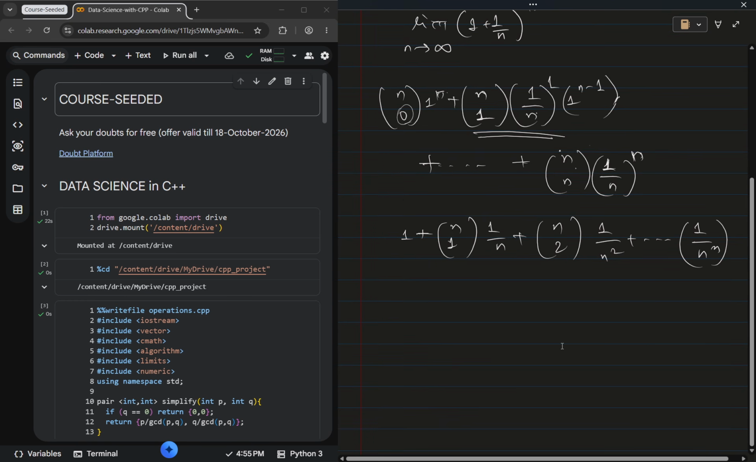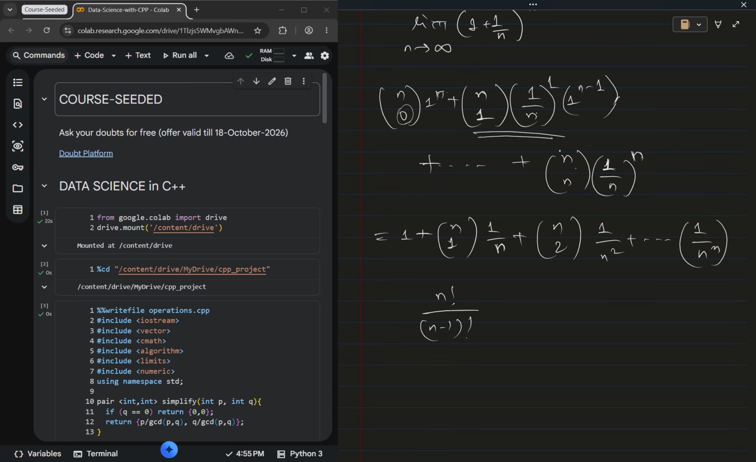So you have this. Next, you can find what everything gives you. nC1 is n factorial divided by (n minus 1) factorial times 1 factorial. So you'll just get this as n, which times 1/n is again 1. So we'll get 1 plus 1 plus. This nC2 times 1/n squared you can write as n times (n minus 1) divided by 2, times 1/n squared.